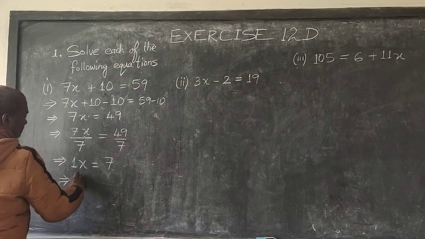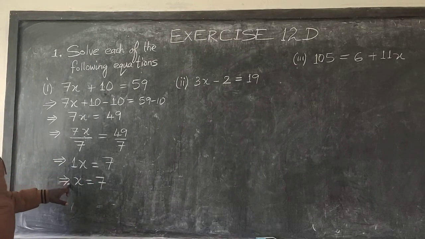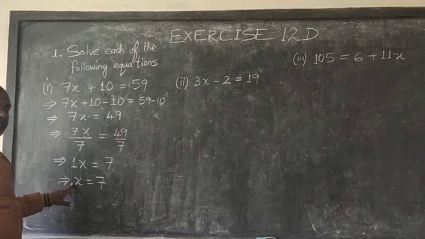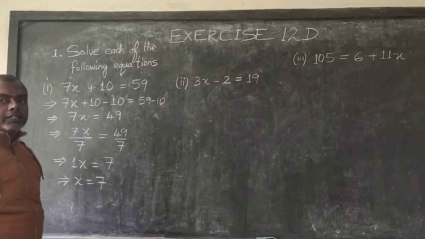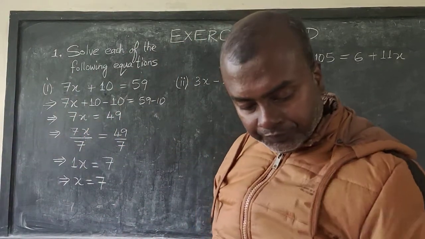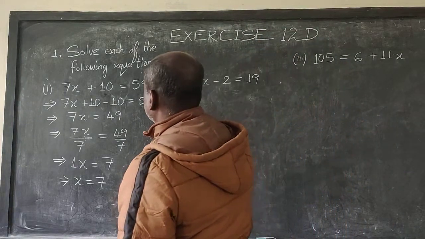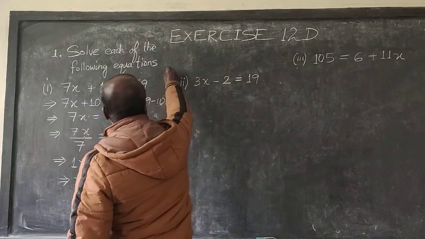Now 1x is just x only. If you don't write that 1, it is taken for granted that there is a 1. So 1x is simply x. So we got the value of the variable x. Okay, x equals 7. So this was by using the inverse method. Alright. Next.